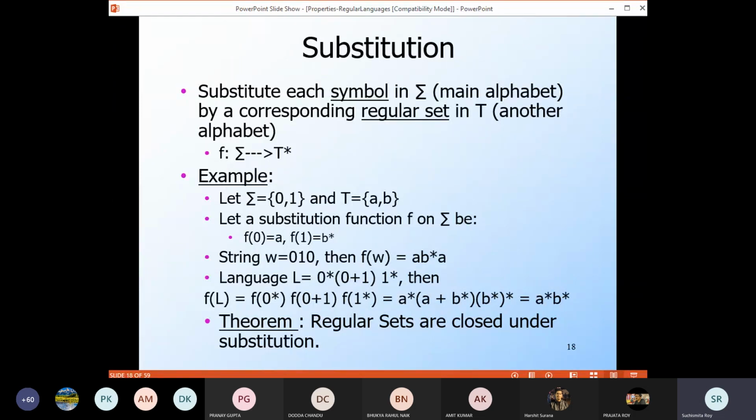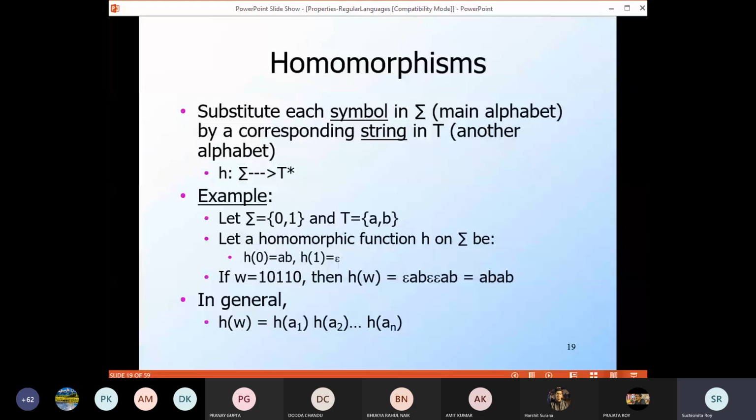What was the previous language? This L, capital L, which was defined on sigma. The substituted language, what you obtain by substitution, is defined on the alphabet tau. And the theorem says that regular sets are closed under substitution. We are not really looking at the proof, but we'll be looking at the proof for a special case of substitution, which is called homomorphism. Now, in the previous case, each symbol was being replaced by a regular set, which was here represented by a regular expression.